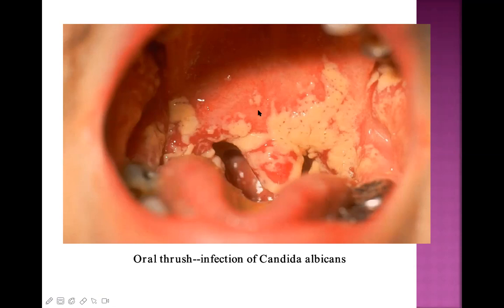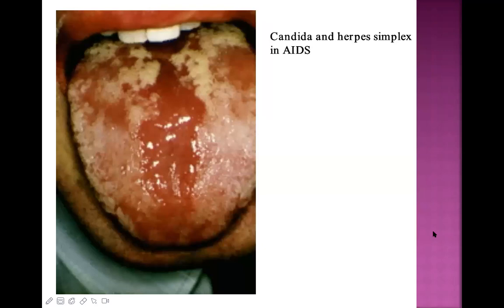Now, there is an extensive white patch occurring on the back side of the palate as well as the throat. So this is candida. Another picture which is showing candida. These white patches are the candida, and look at these red ulcerated areas in between. This is herpes simplex virus infection. This is an extensive one.